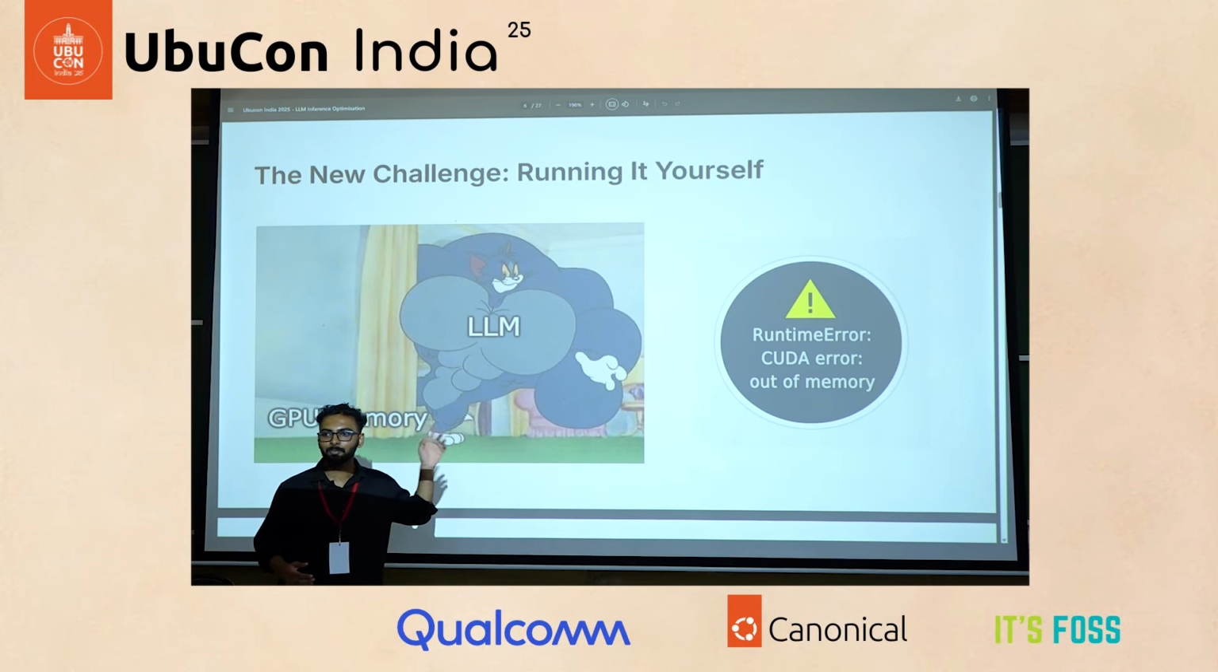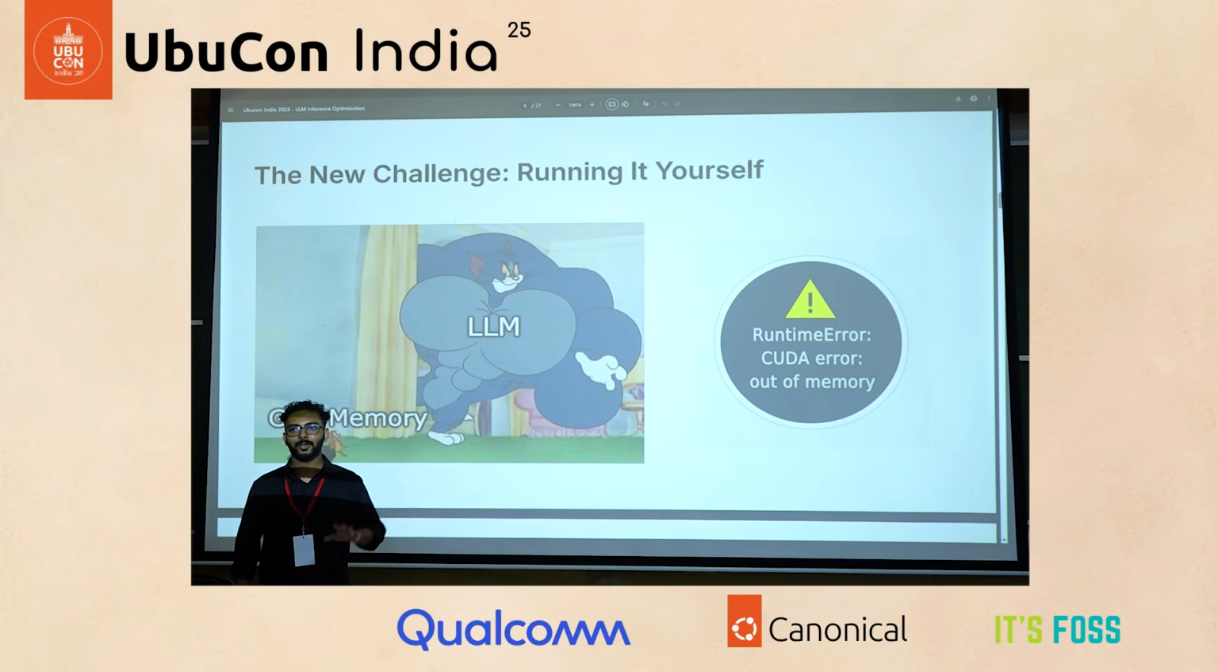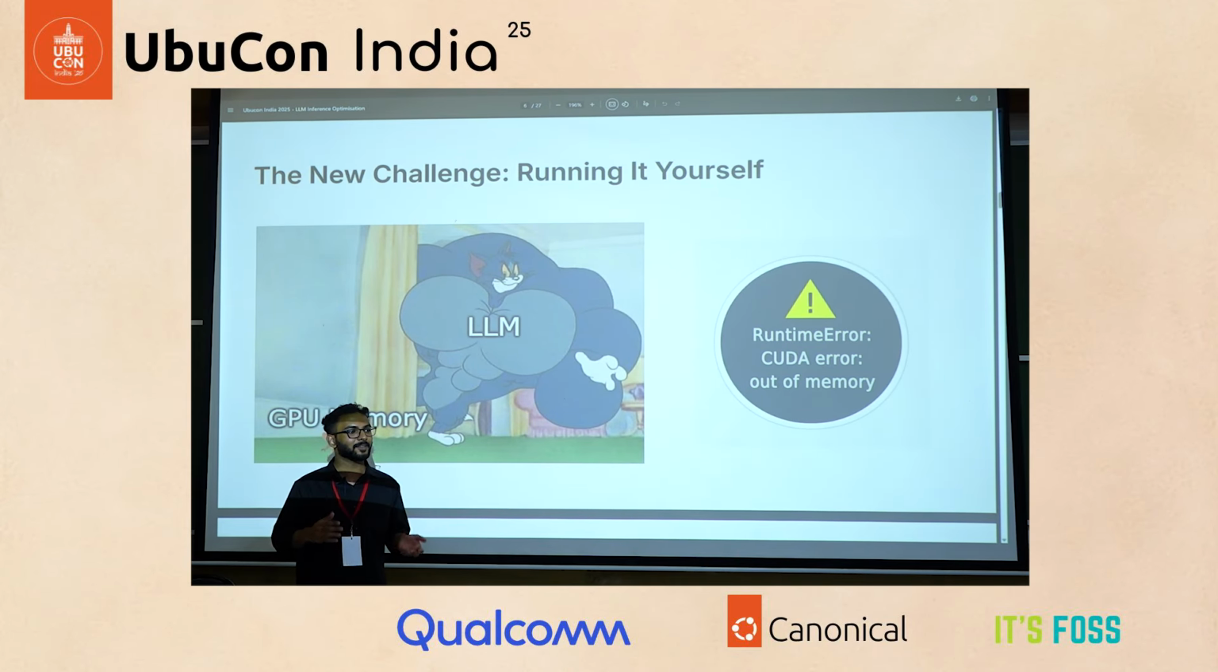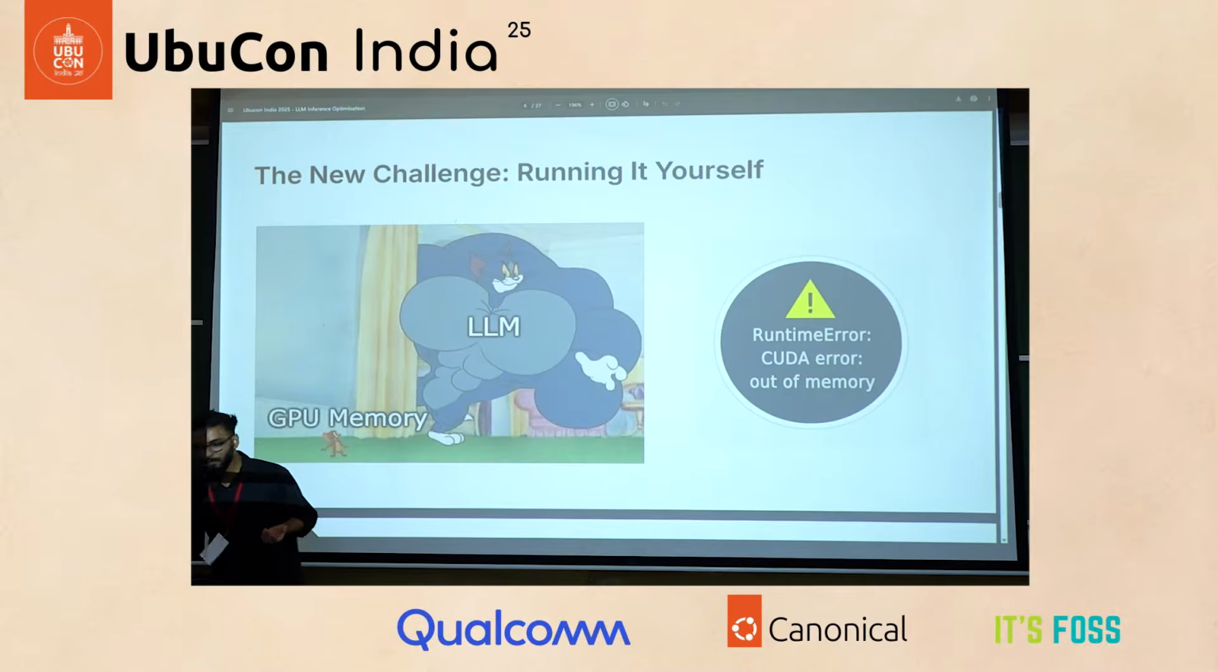How many of you have faced this problem, out of memory? Okay, pretty good. So everyone has been trying out LLMs, and this is the actual problem. LLMs are very thirsty for VRAM or memory, and unfortunately our laptops don't have as much memory as LLMs need. So how can we solve this problem?